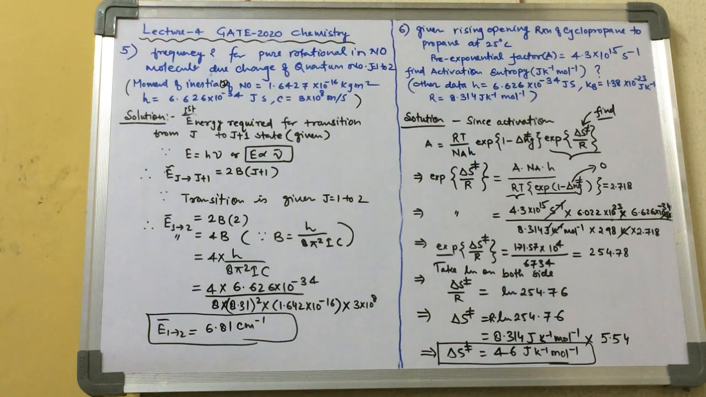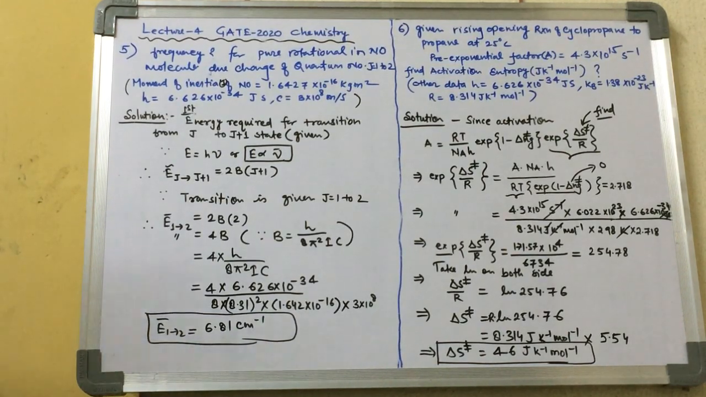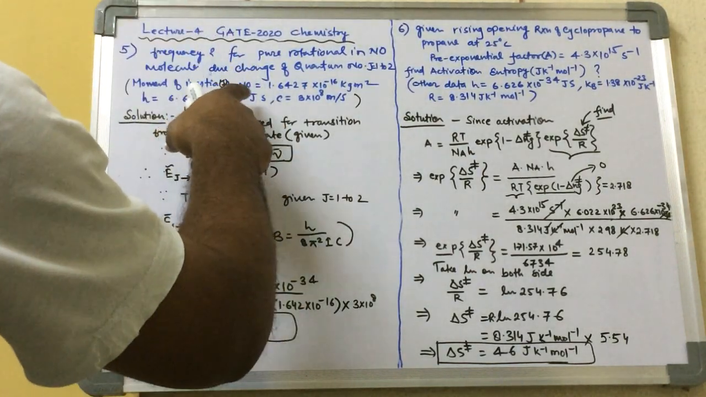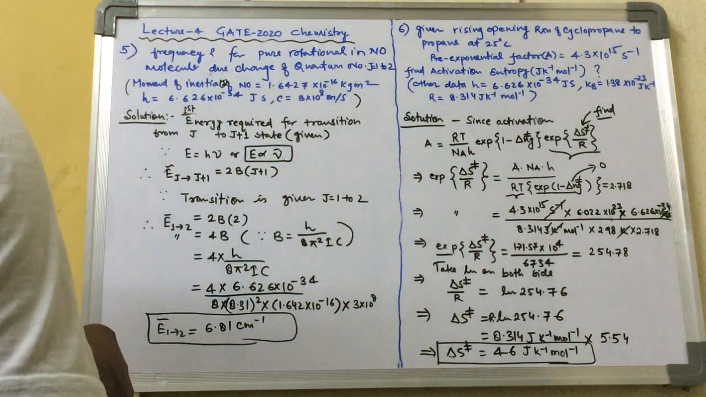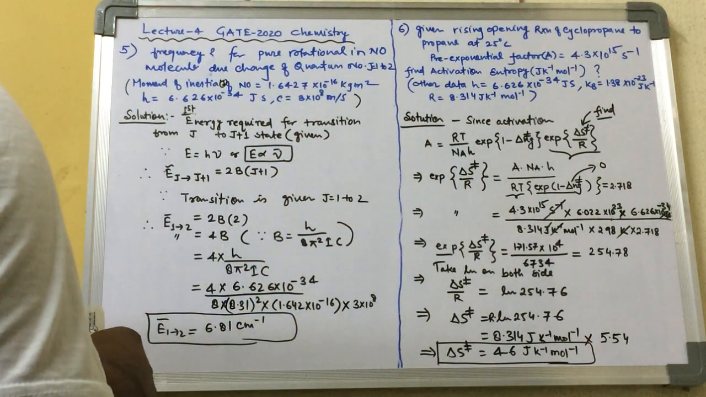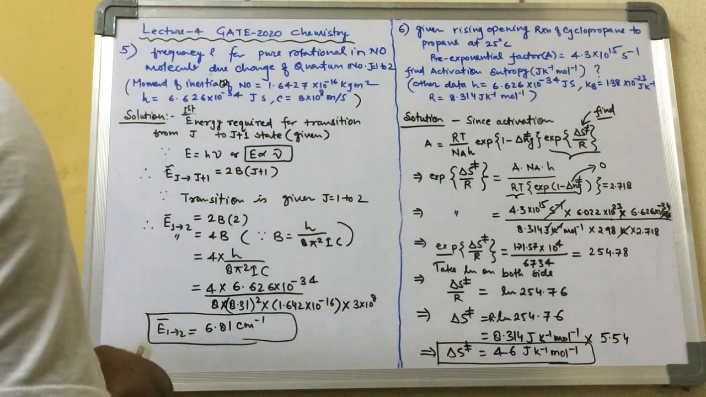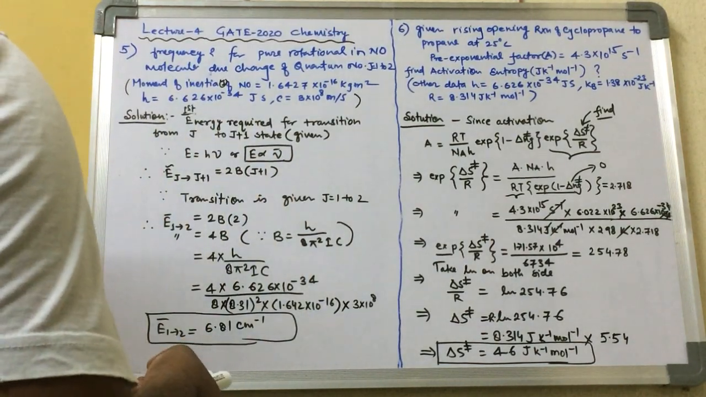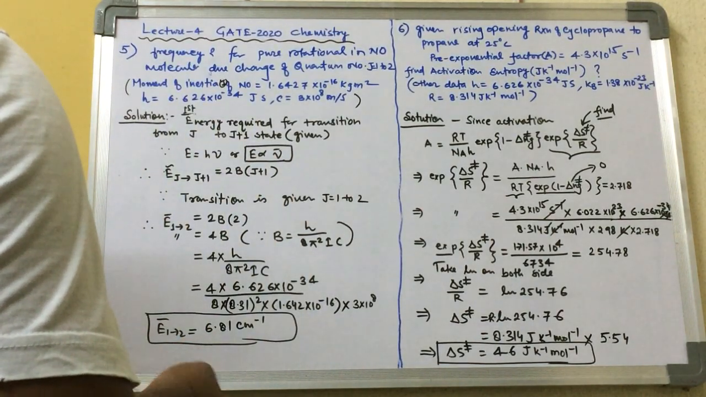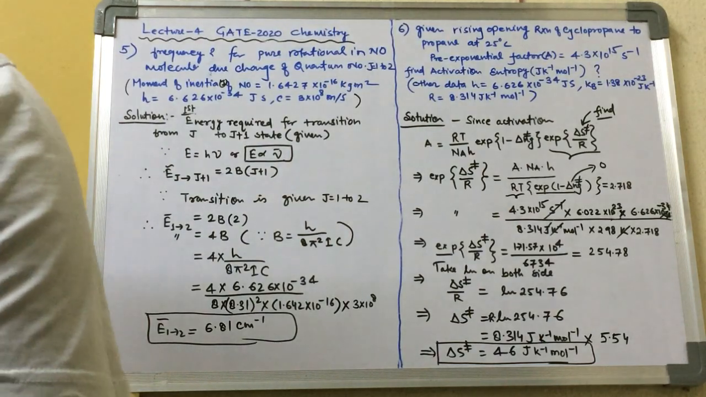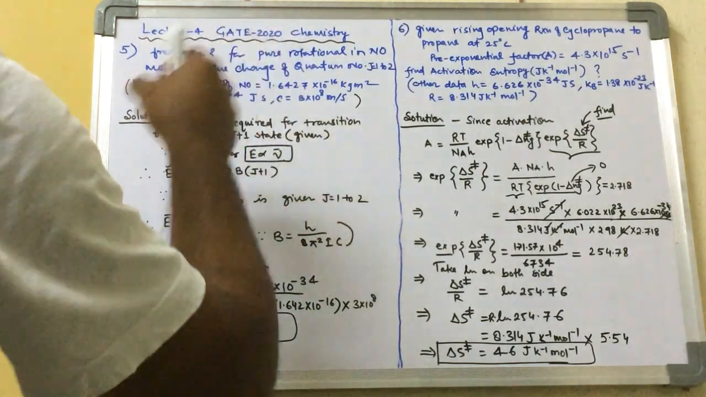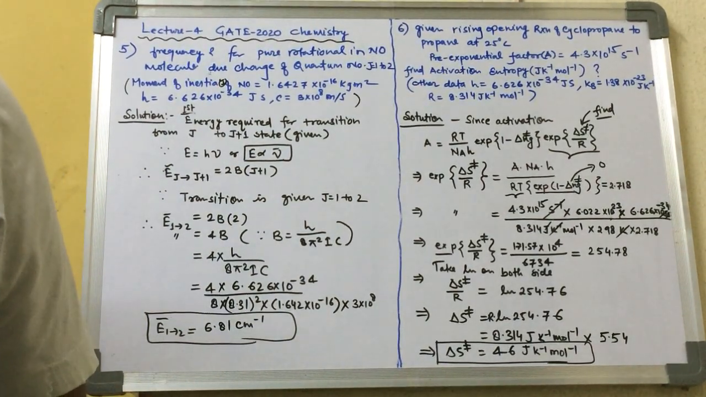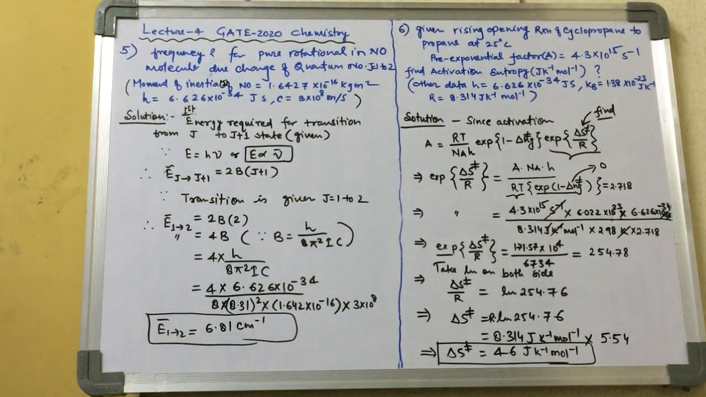Okay, so simple. Here given some data. Moment of inertia I is 1.64 into 10⁻⁴⁶ kilogram meter squared. Okay, and Planck constant is given and speed of light is given. So using these data we have to find the frequency. Okay, so how to solve these types of questions?